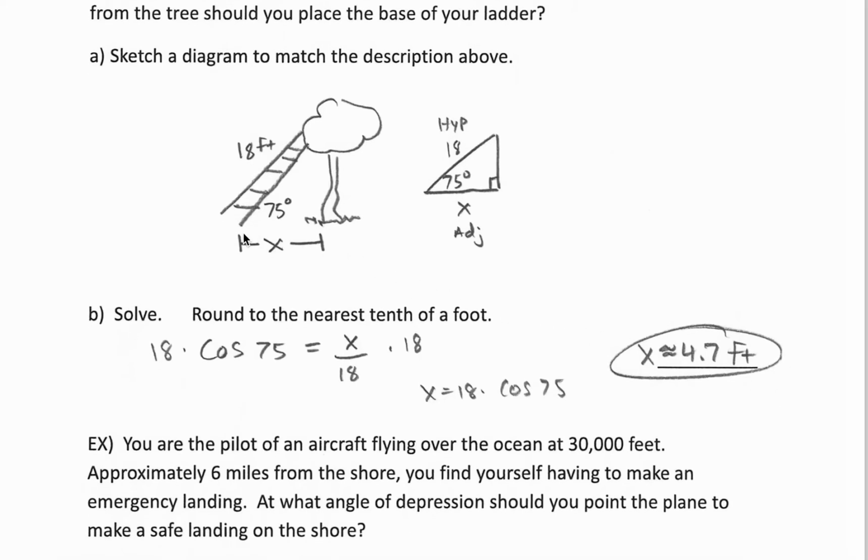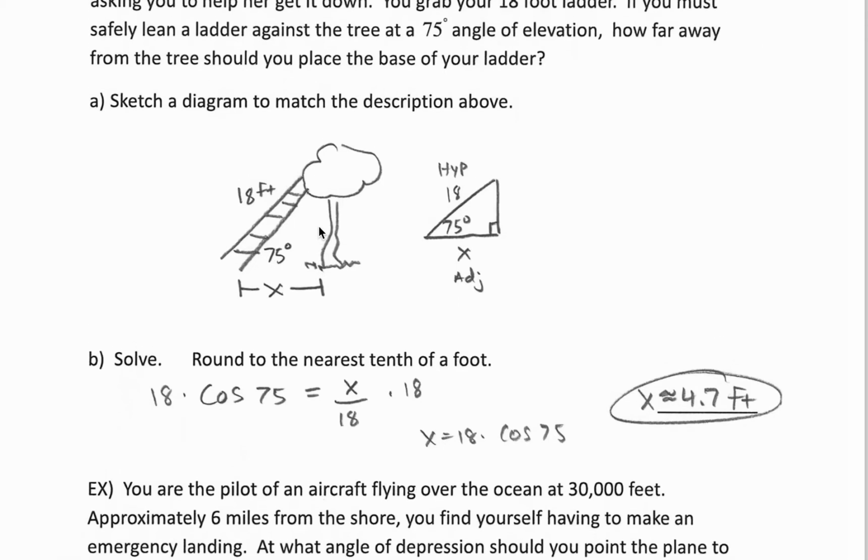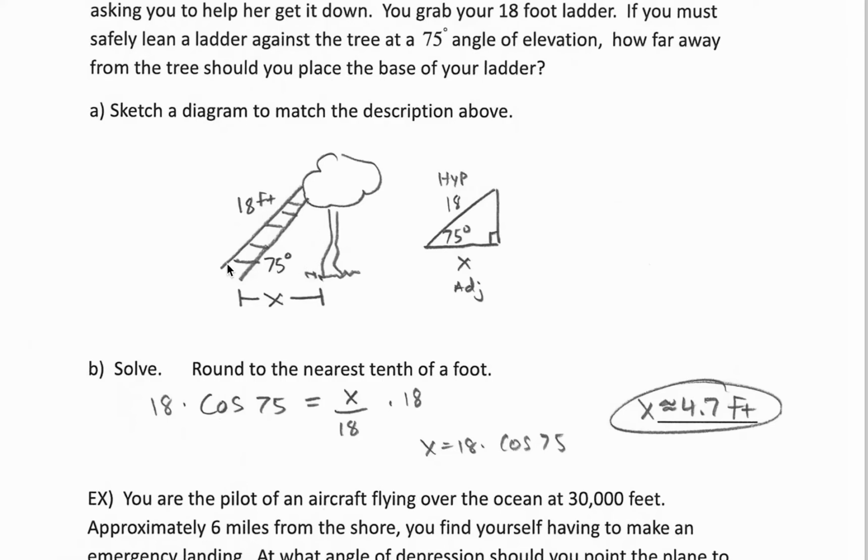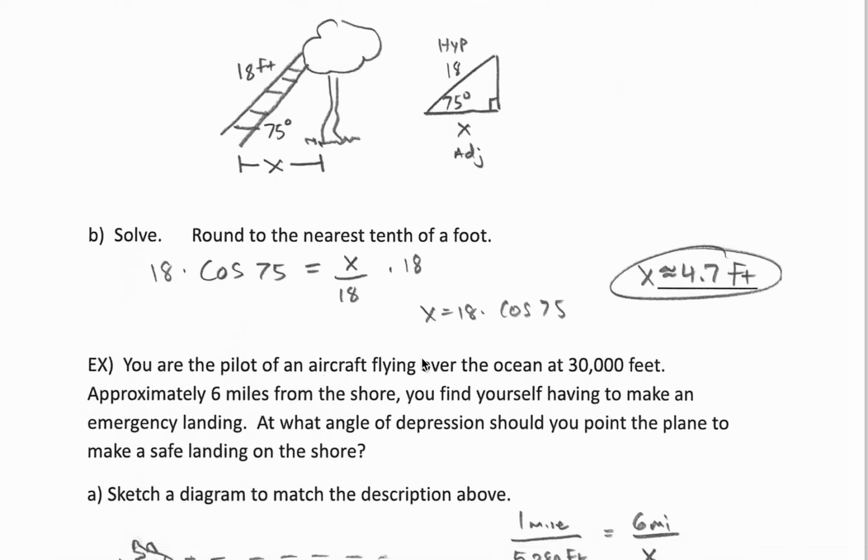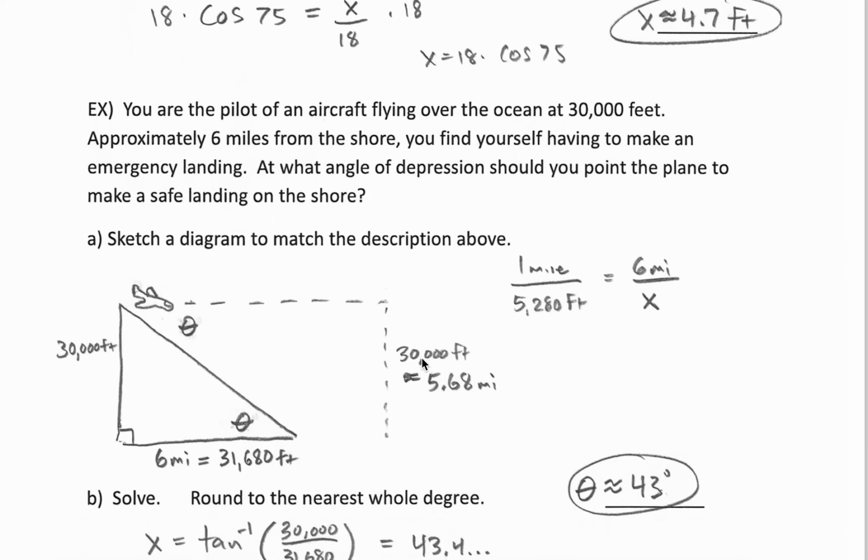So if we take our ladder and place it about 4.5, maybe a little bit more than 4.5 feet away from the base of the tree, we can lean our ladder at a safe angle of elevation equal to about 75 degrees. All right, one more.